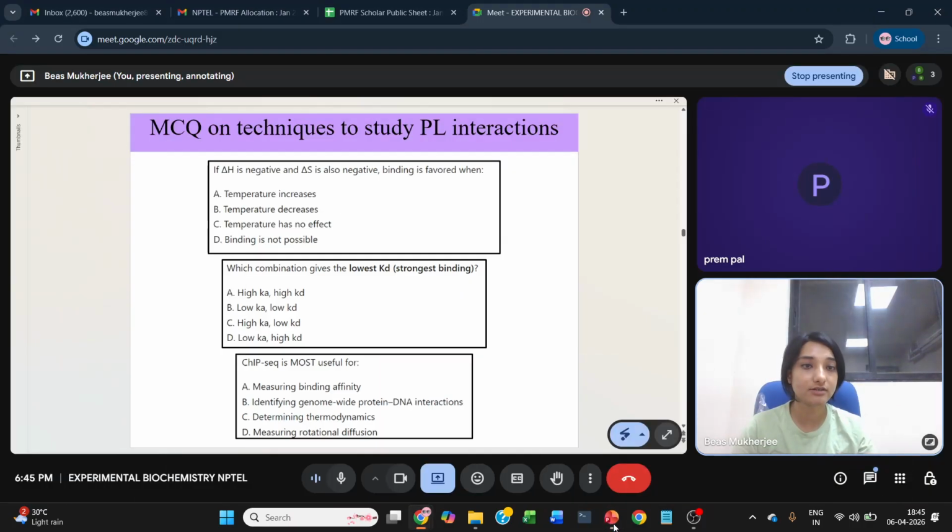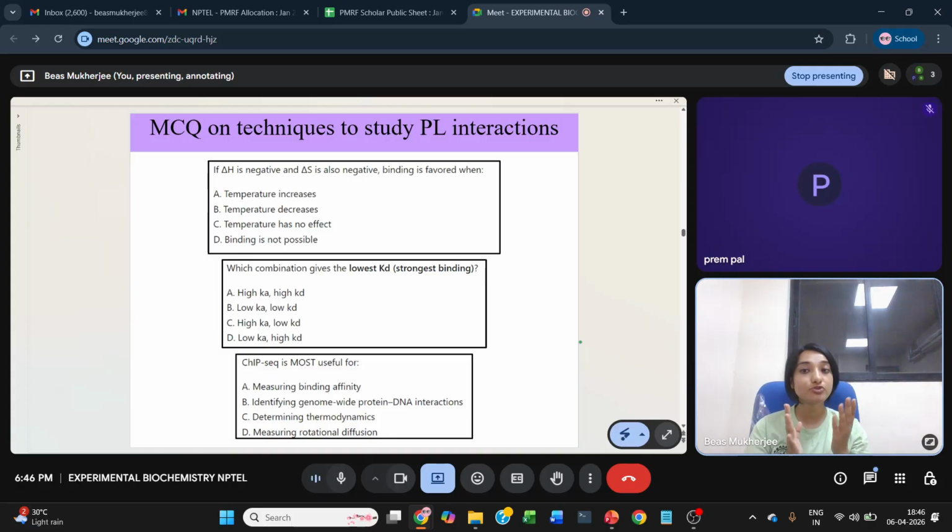Now we have a question. Let's try to answer this. Okay, there are 3 questions. If delta H is negative and delta S is also negative, binding is favored when temperature increases. So you have to remember the thermodynamic equation, that is delta G is equal to delta H minus T delta S. In that equation, when is binding favored?